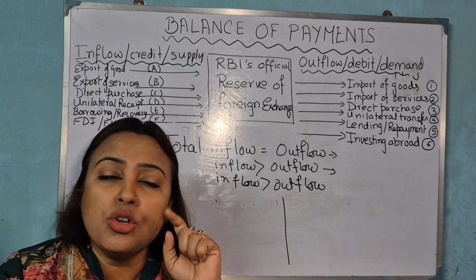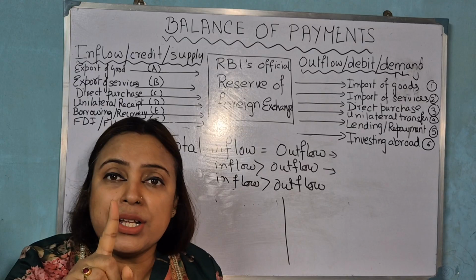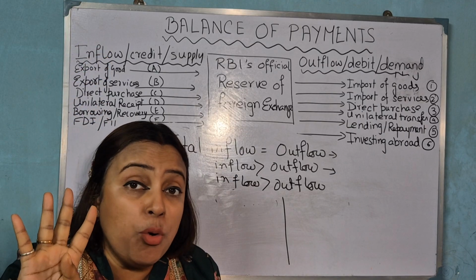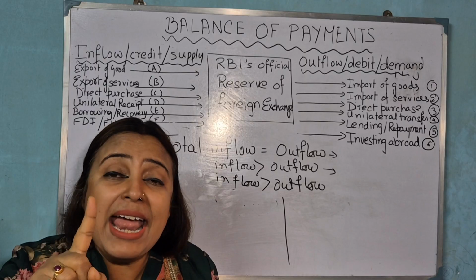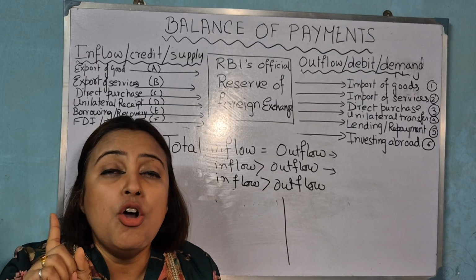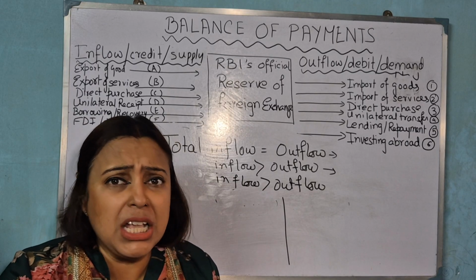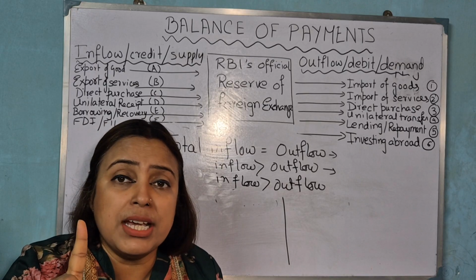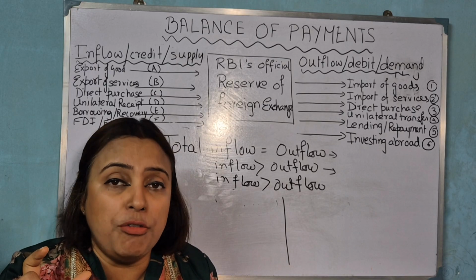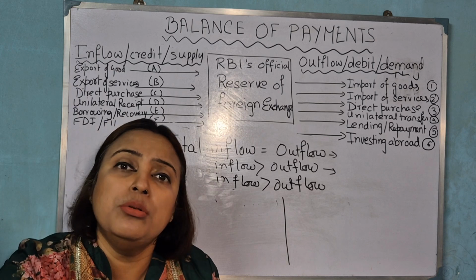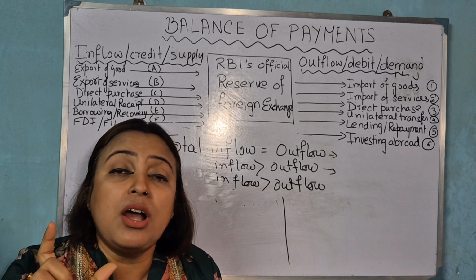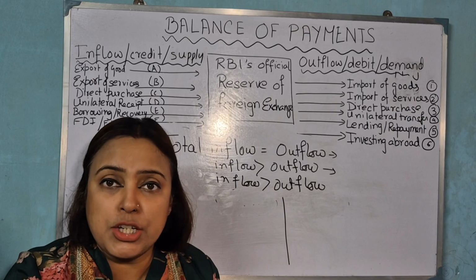So what are autonomous transactions? Autonomous transactions are all the current account transactions, because the first 4 I talked about are current account, and the investment part of the capital account. So basically, autonomous transactions are not only current account transactions, also the investment part, whether investment made abroad or foreigners making investment in India. Investment part of the capital account comes under autonomous transactions.